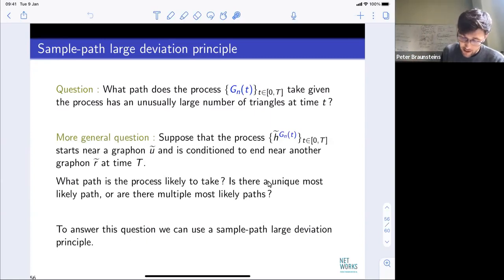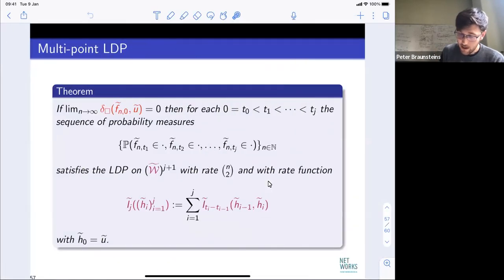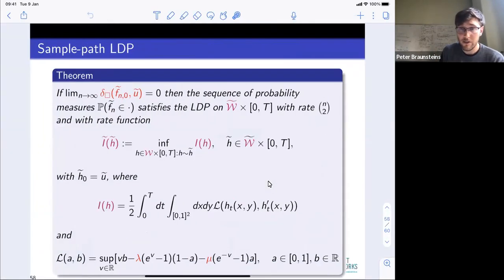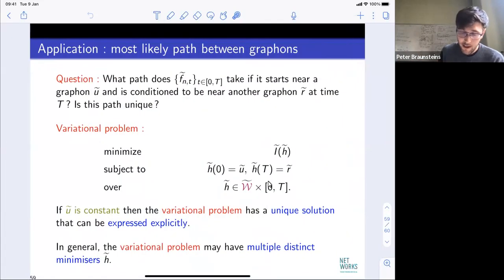Okay, so to answer this question, we can use sample path large deviations. Here's the finite dimensional large deviation principle, and the sample path large deviation principle. To answer this final question, we end up with a variational problem that's similar to what we had earlier. So, what path does the process take if it starts near a graphon U and ends near a different graphon R at time capital T? And is this path unique?